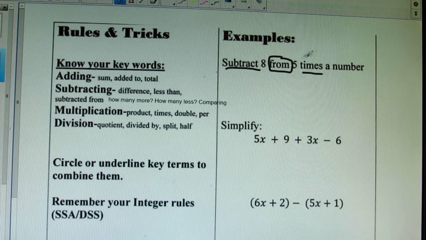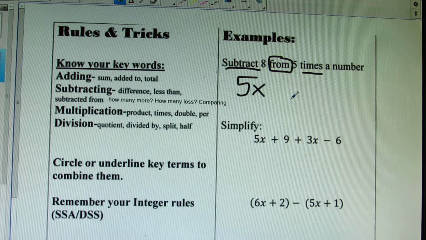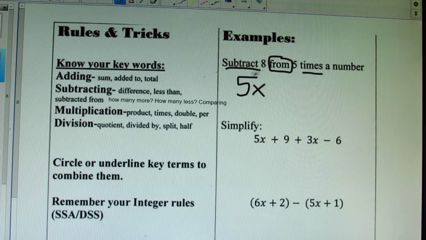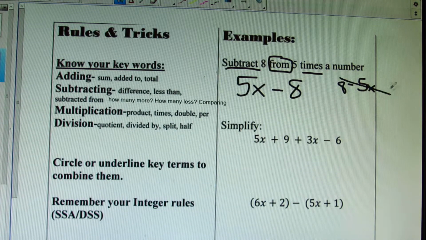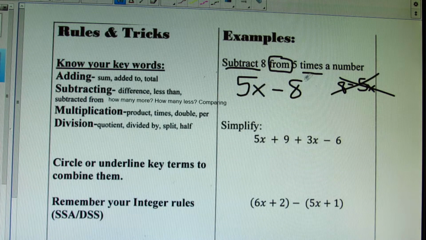So I'm going to start with the 5 times a number. 5 times a number, well, that's any number. I'm going to use x here. You can use n or any letter you'd like. Then I'm going to subtract 8 from 5x, which is where I do my subtraction sign and put the 8. Now, because subtraction is not commutative, I cannot write 8 minus 5x. Those are not the same. So 5x minus 8.